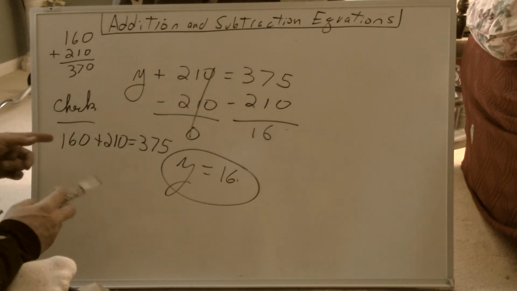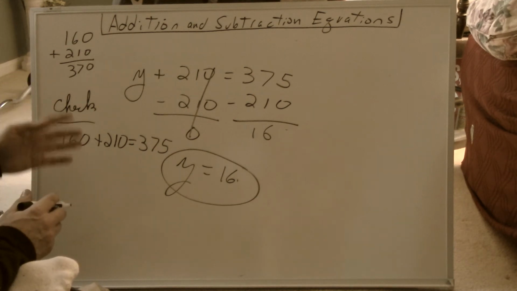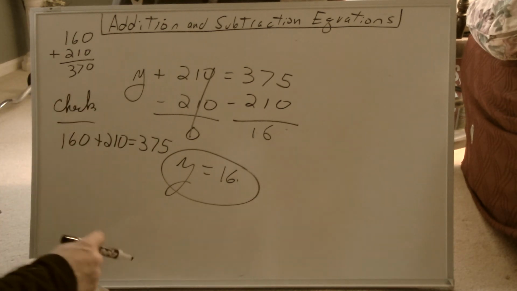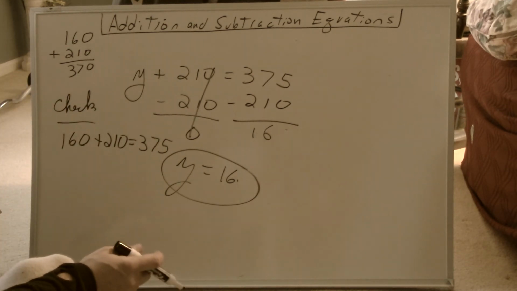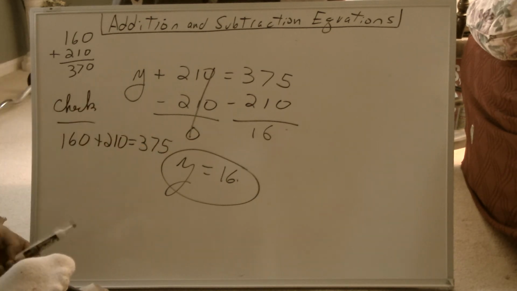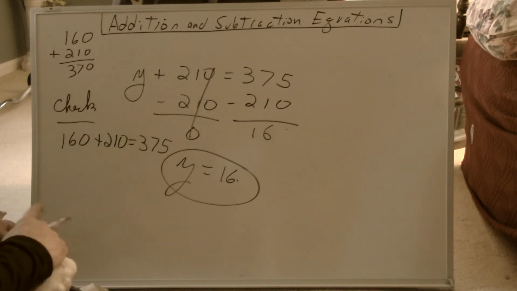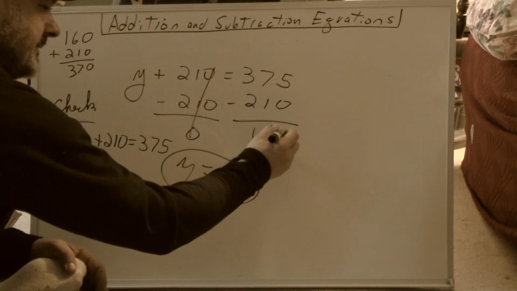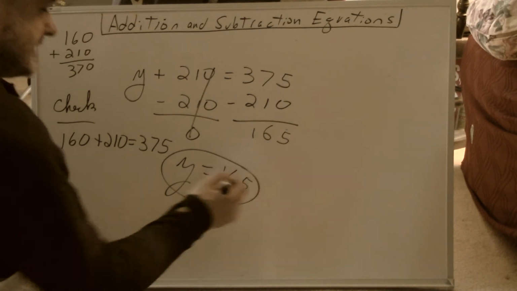See, now that didn't make sense because 370 does not equal 375. Now if that happens, you have to go back and check your work, you see? And that's the whole purpose of doing a check. Because people make mistakes. That's really a 5. Oh, it's really 165.